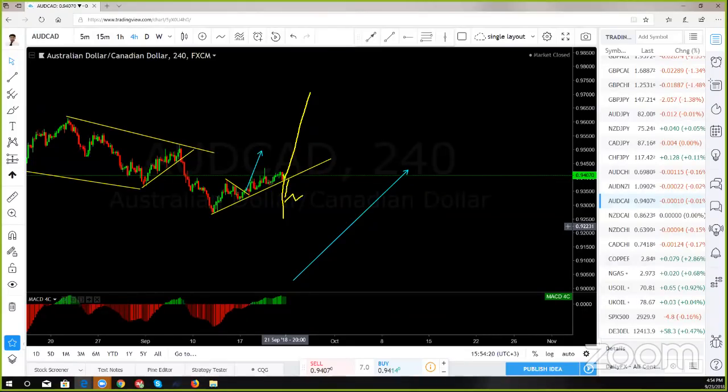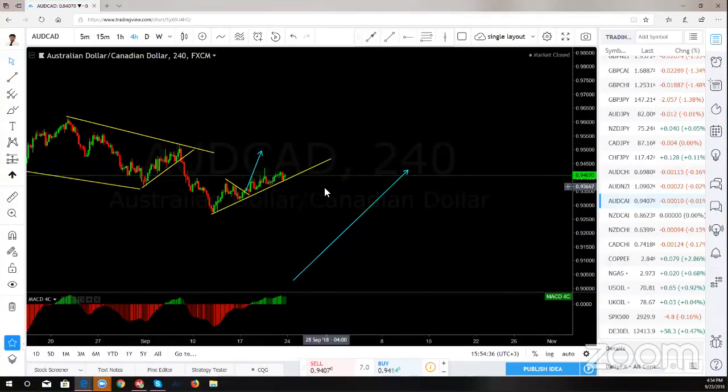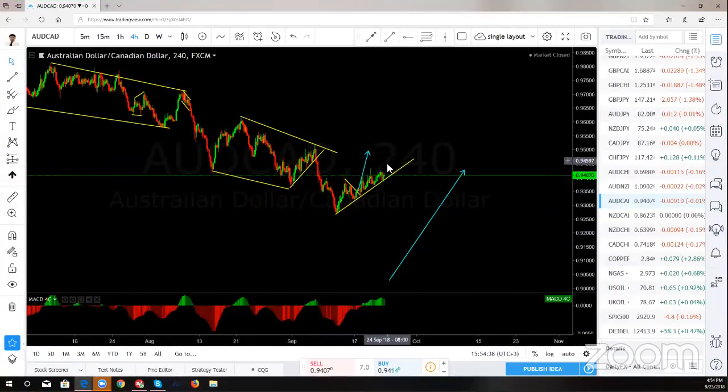Because if they break here and they make a flag, they'll make a flag here, right? That would be your sell setup. Because I don't like this piece. It's not going very aggressive. But sometimes they start very slow and then they take off.